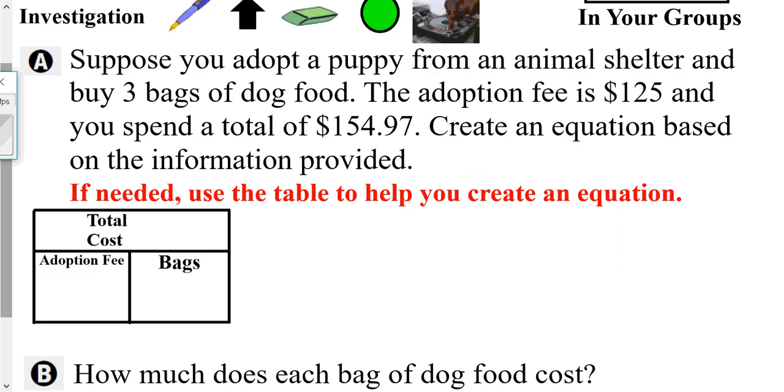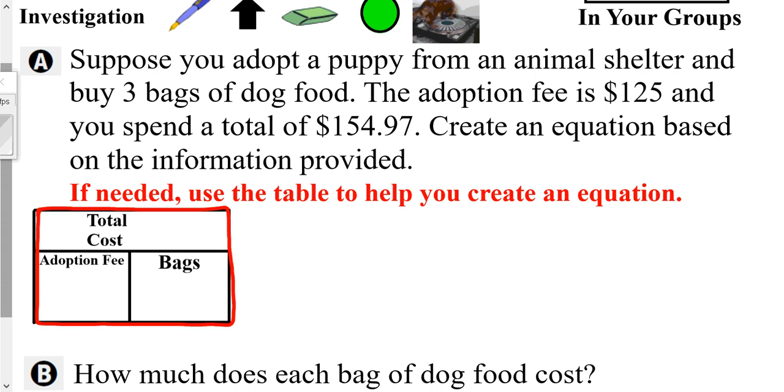Okay, now we're going to take a look at some word problems. It says, suppose you adopt a puppy from an animal shelter and buy 3 bags of dog food. The adoption fee is $125 and you spend a total of $154.97. Create an equation based on the information provided. If needed, use the table. So here you'll see you have a little graphic organizer that you can use. Plug in from the word problem in order to help you set up your equation.